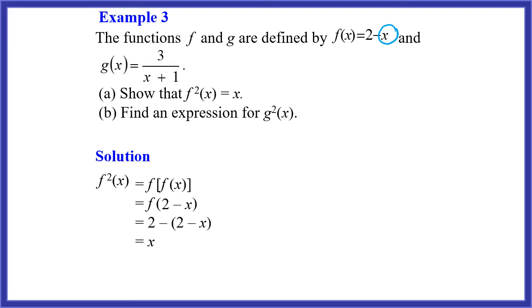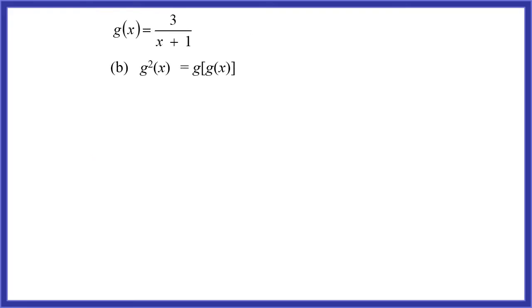And for the second one, find an expression for g squared x, which is the same as question A. So g of g(x). So what is g? g equals 3 over x plus 1. We do the same for this one. We replace the x, on both the left side and right side, with 3 over x plus 1. So what do we get? We have 3 over 3 over x plus 1 plus 1.